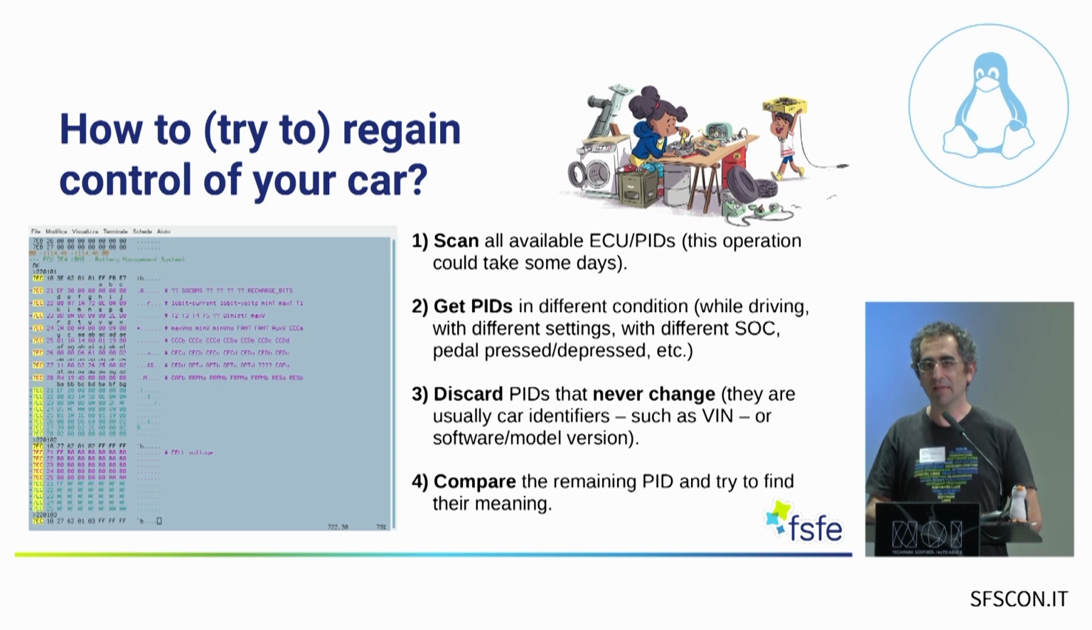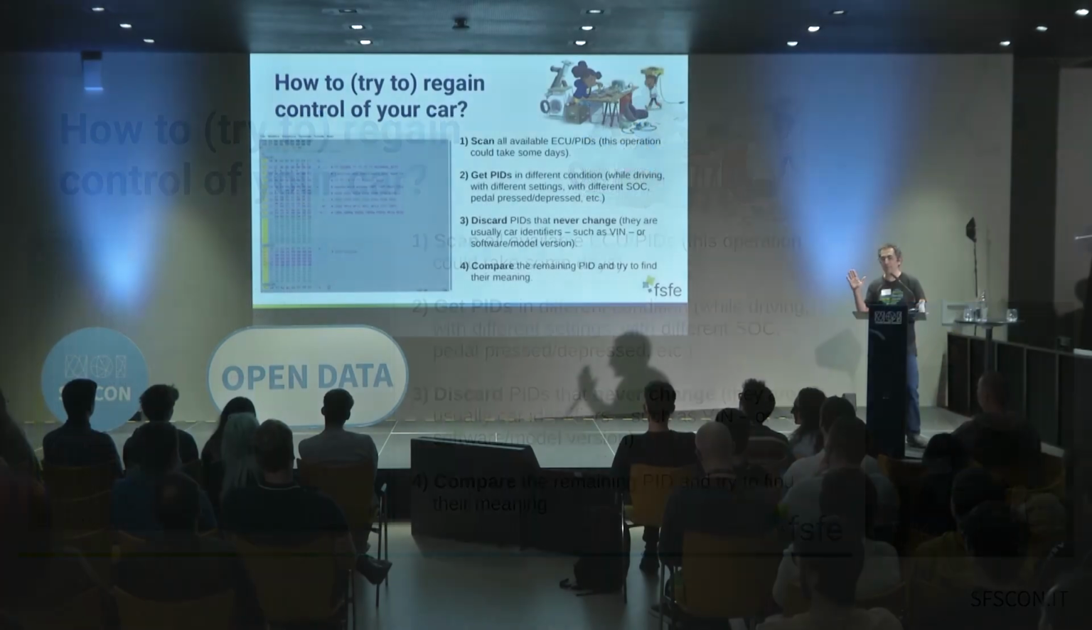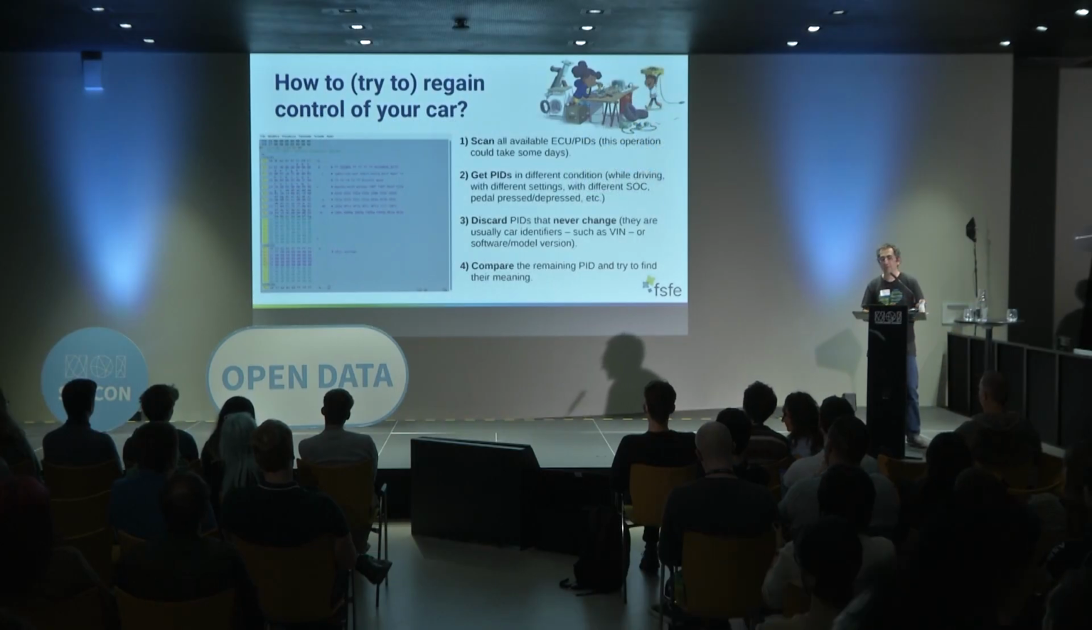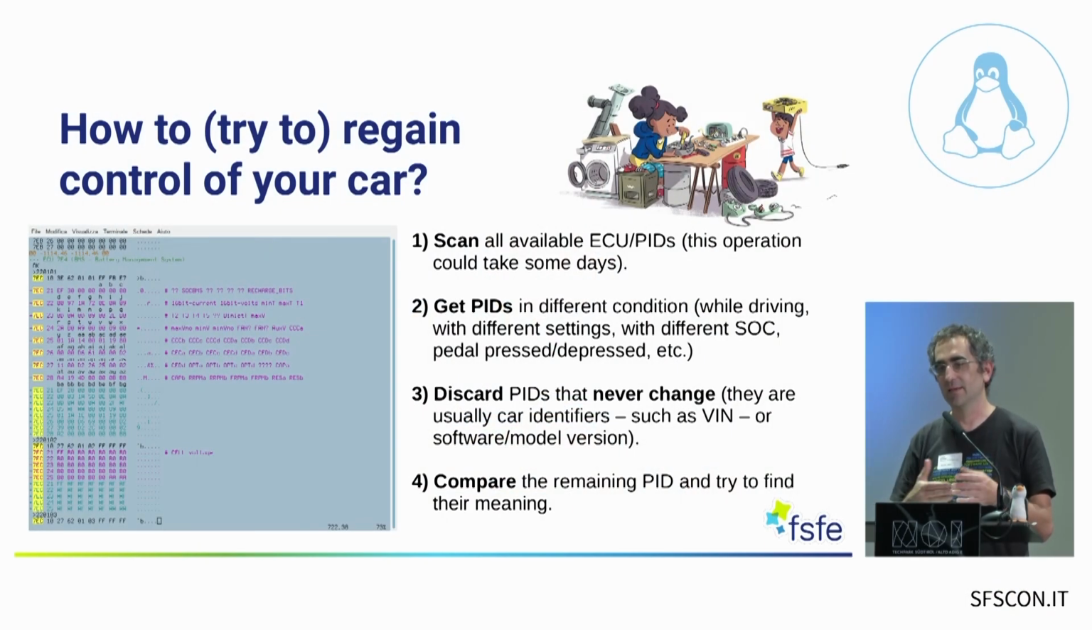Okay, so practical steps to regain control. First of all, you should scan all available engine control units and PIDs. Get the PIDs in different situations. And discard PIDs that never change, because maybe they hold information about the vehicle number or software version, and then compare the remaining PIDs. For example, you can do one scan with the accelerator pedal depressed, one scan with the accelerator pedal pressed, and see the difference, and you get the information where the information about the accelerator pedal is stored.